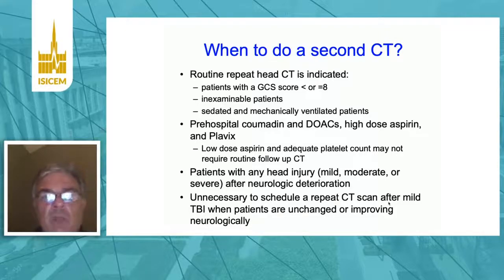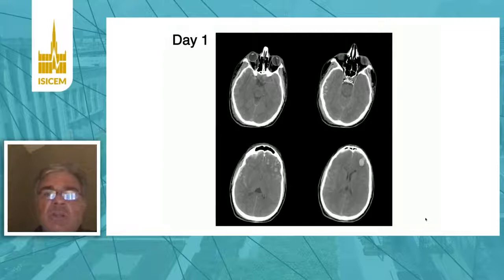For the most part, there is, particularly in those patients with severe traumatic brain injury, i.e. Glasgow Coma Scale less than 8, patients that we're not able to examine because of sedation or other reasons, those who are on anticoagulation or have a coagulopathy, and any neurologic deterioration. But for the vast majority of patients who have mild traumatic brain injury, and remember that's about 80% of traumatic brain injury, you don't necessarily need to do a repeat CT scan if the patient's clinical exam is unchanged or they're neurologically improving, because it's extremely rare that any additional pathology is found.